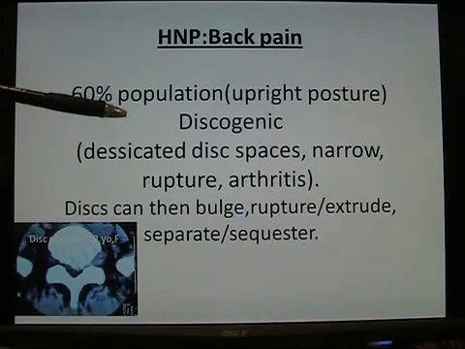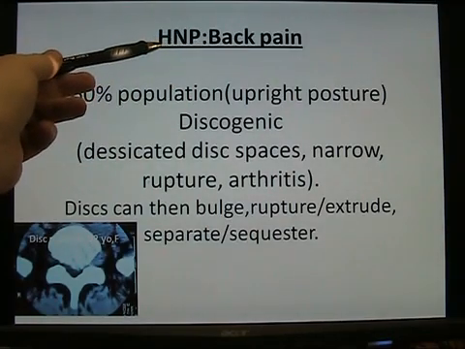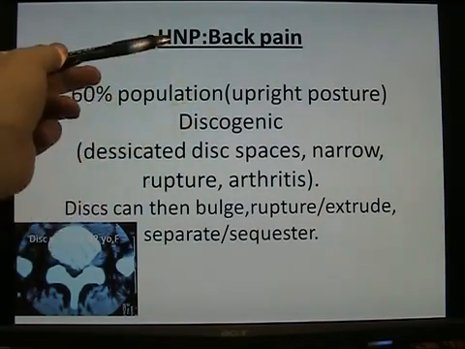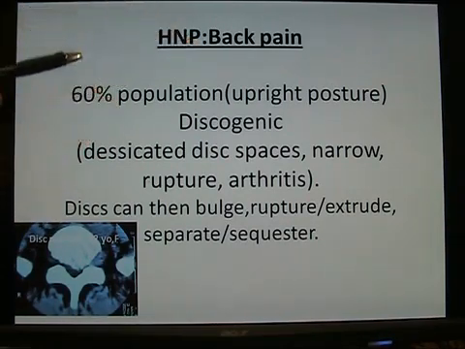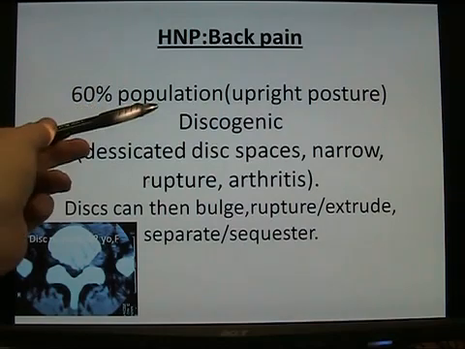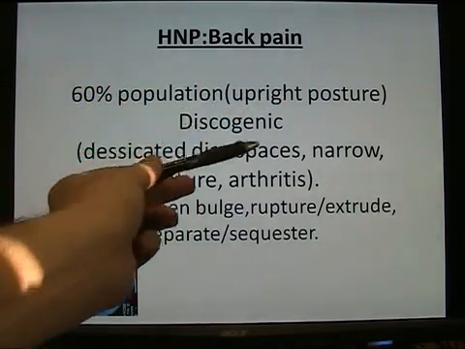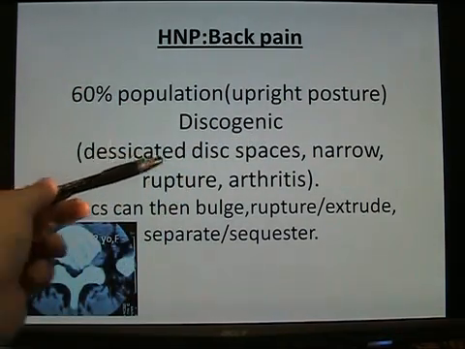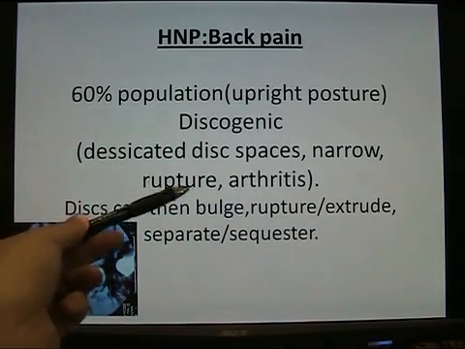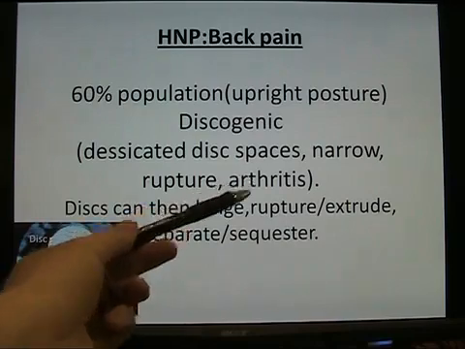Okay, we've excluded those 3 things. Now we get on to the common variety discogenic back pain. Herniated nucleus pulposus. 60% of the population have pain related to this. It's related to the upright posture. It's discogenic. The disc spaces between the vertebral bodies dry out with time, narrow, rupture, and later arthritis forms in the spine and the small joints behind it called the facet joints.